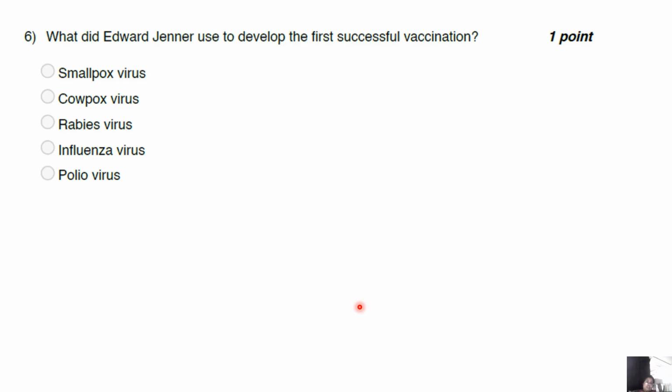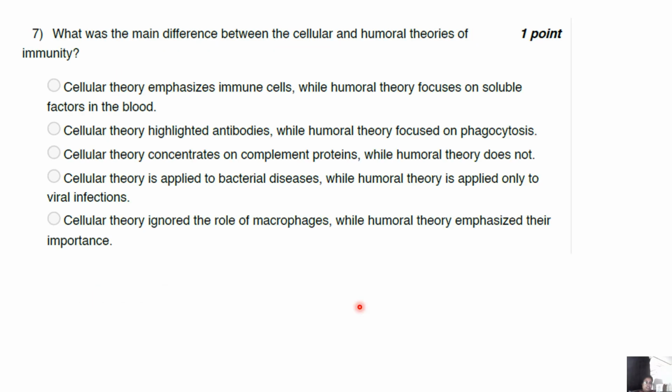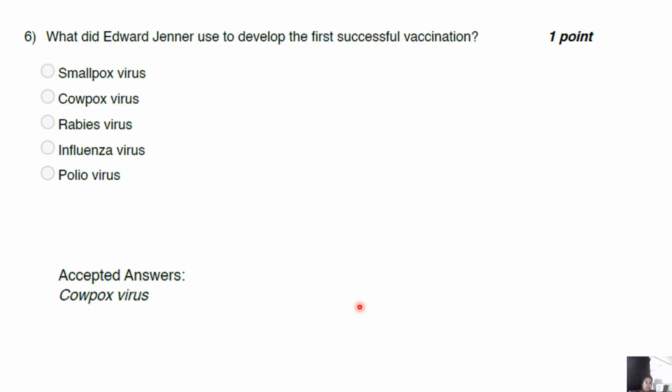So what did Edward Jenner use to develop the first successful vaccination? It will be the cowpox virus.